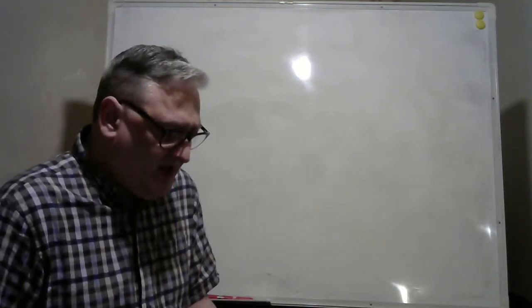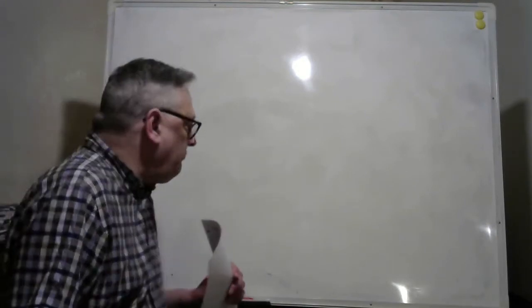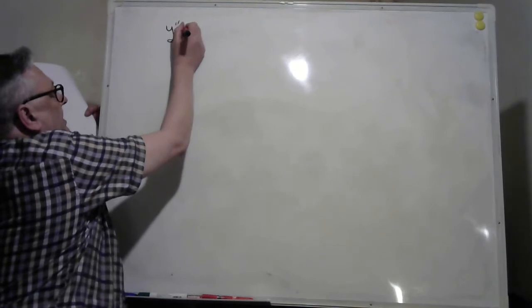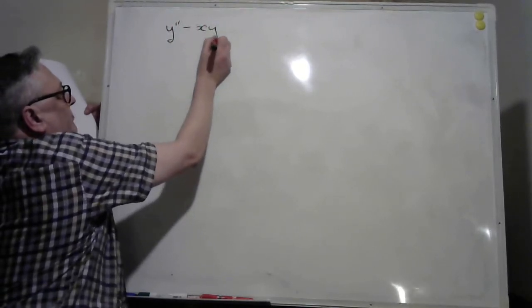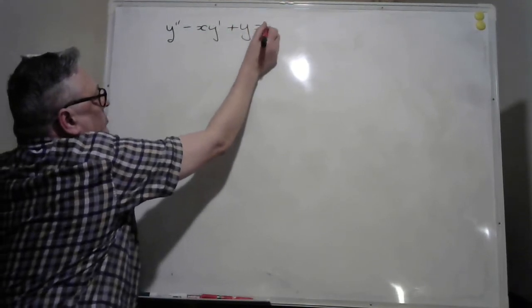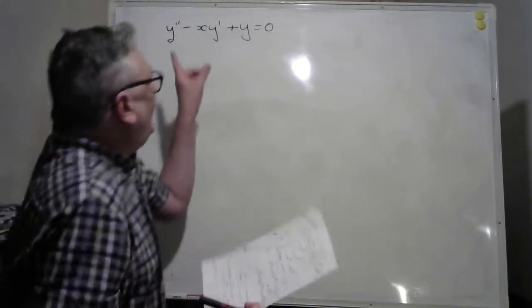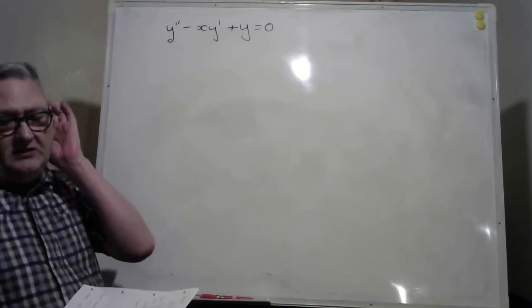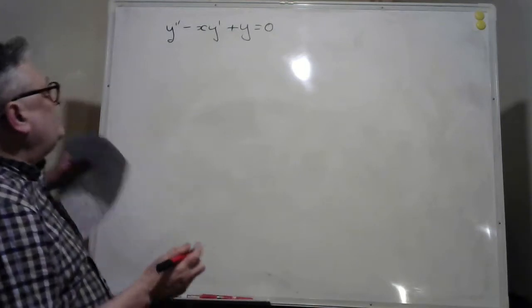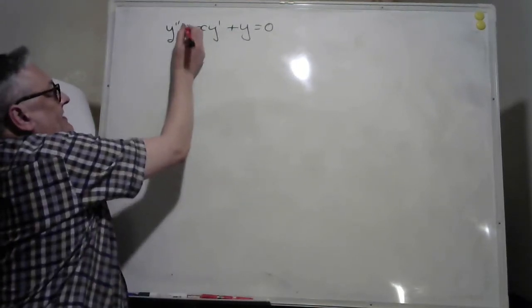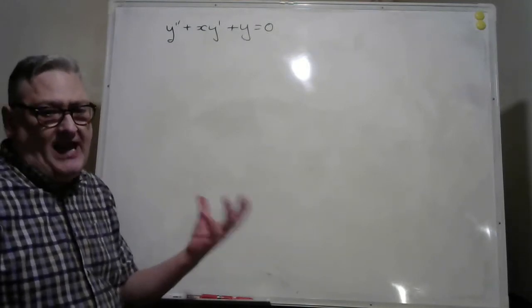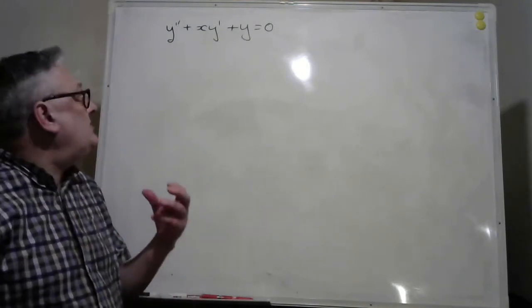So in my last video, I'll write this equation down. We solved y double prime minus x y prime plus y equal to 0. That is what we looked at in the last video. Now, all I'm going to do here is to change the sign in front of the coefficient of x to plus, to a positive sign.